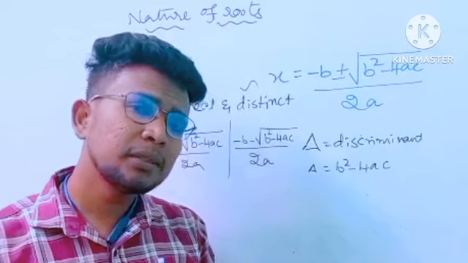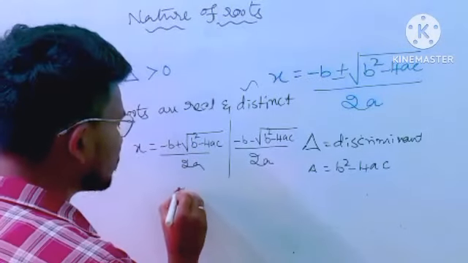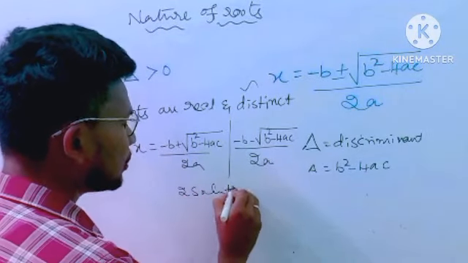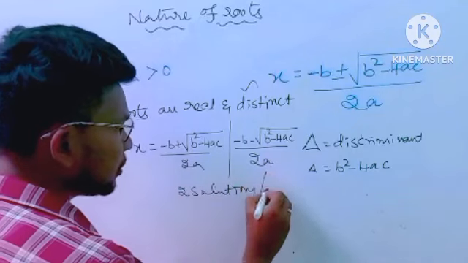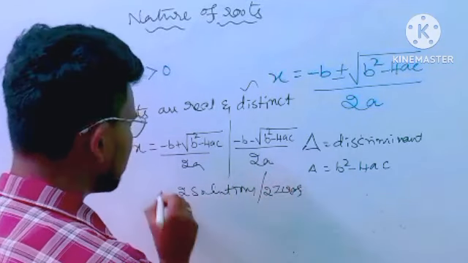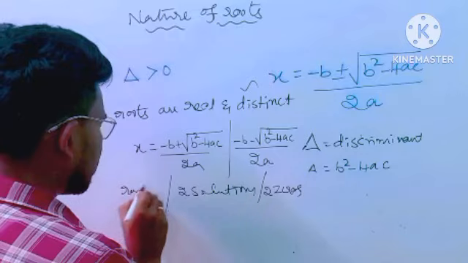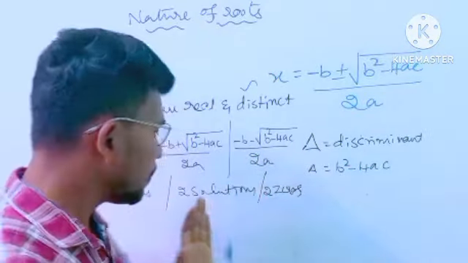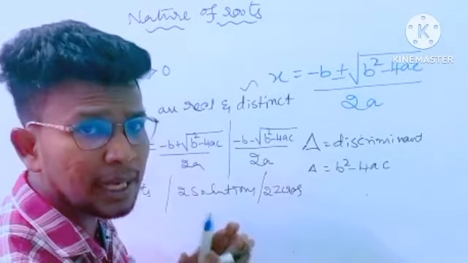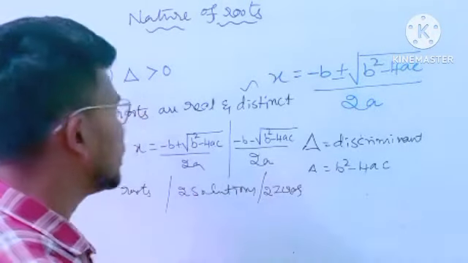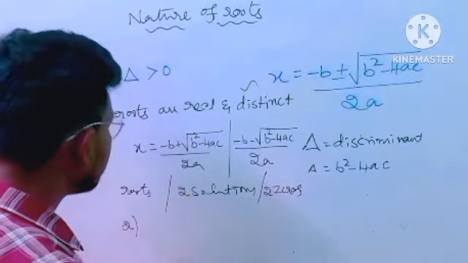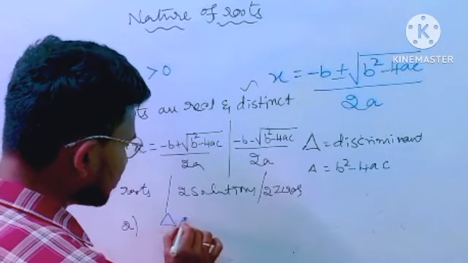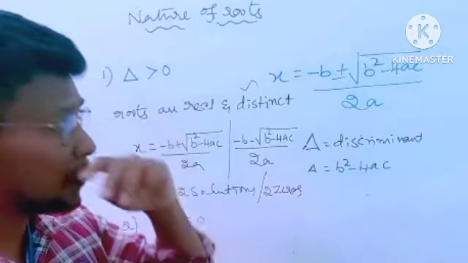Now the graph will touch the x-axis exactly at 2 points. How many solutions? 2 solutions, which are 2 zeros. We call these 2 zeros roots. For the given quadratic polynomial, if delta value is greater than 0, the maximum number of solutions is 2 zeros. Now the second statement is if delta value is equal to 0.